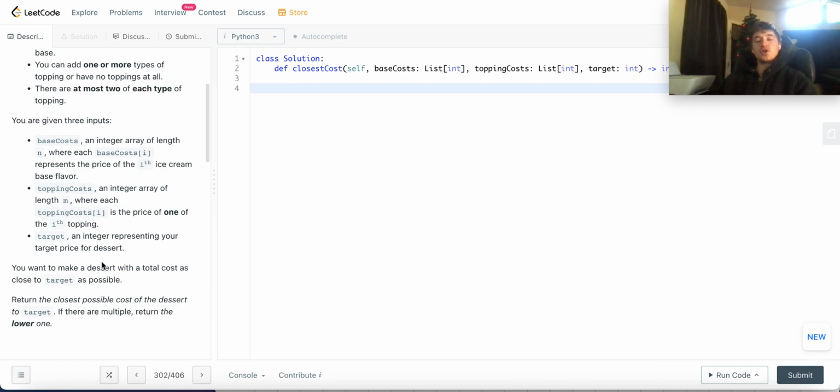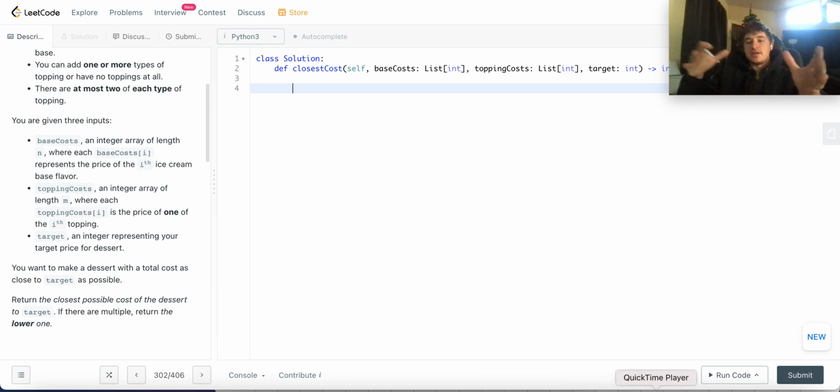If there are multiple, return the lower one. So I guess that's saying, if the target price was 15, maybe I look at all the ways that I can build this ice cream. And if the target price is 15, maybe I find a way where I could spend a total of 13, and then I find another way where I could spend a total of 17. Those are the 2 closest to my target price of 15. I would choose 13. So I'd always choose the smaller one if they're both the same distance from my target price, right? Because I'm looking for prices that are a distance from the target price.